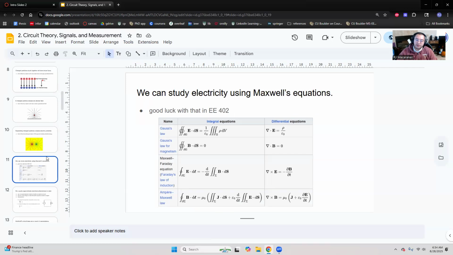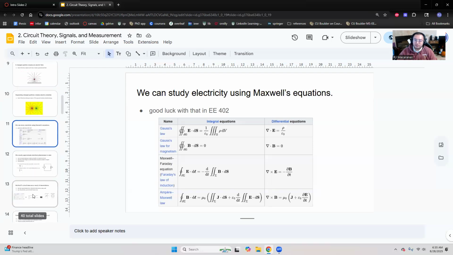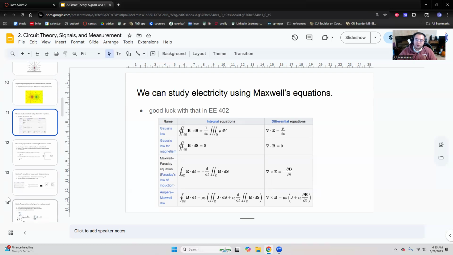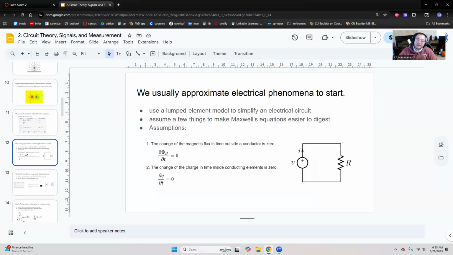So all this electrical phenomena is summarized with Maxwell's equations, and you'll get a chance to learn about them in great detail in EE 402 and I think parts of EE 335 here at Cal Poly. In this course, 151, we don't really assume any knowledge of calculus or differential equations, so we'll skip over this for now. But we usually approximate all of this electrical phenomena to start.